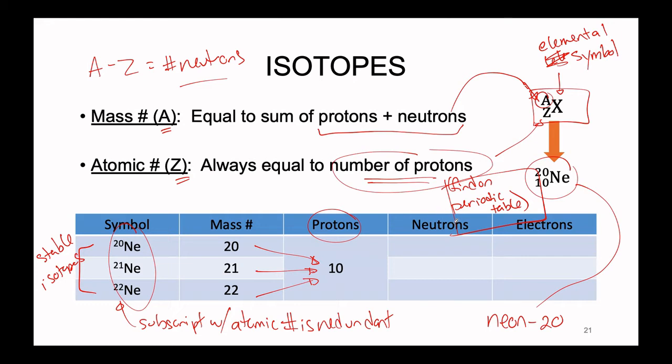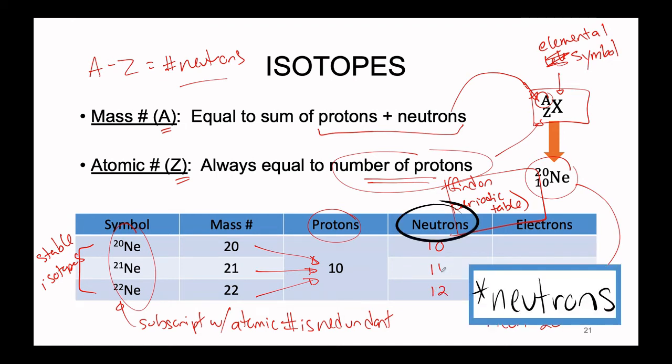The difference then becomes noticeable, recordable, observable. The difference becomes observable when we count or calculate how many neutrons we have. Because again, the mass number minus the atomic number is equal to the number of neutrons. So for the first isotope that has a mass number of 20, we take 20, subtract out 10. This tells us exactly that we have 10 neutrons. Take 21 minus 10, this gives us 11 neutrons. 22 minus 10, this gives us 12 neutrons.